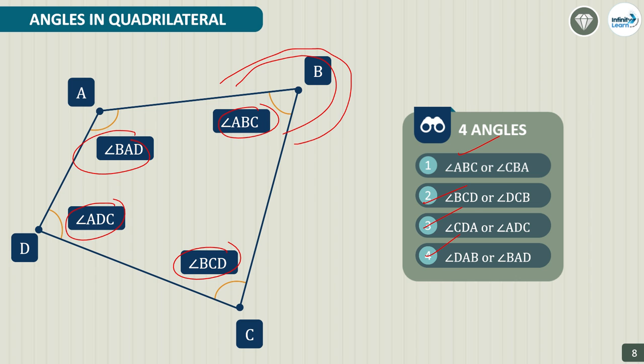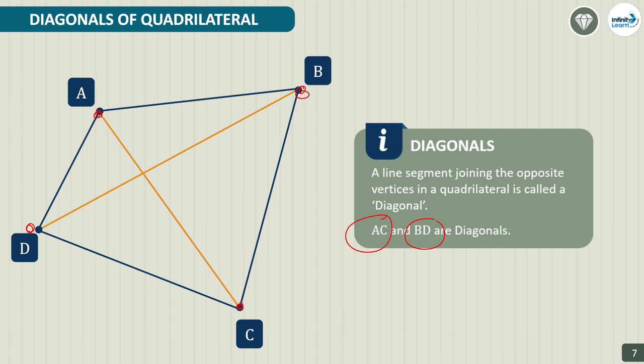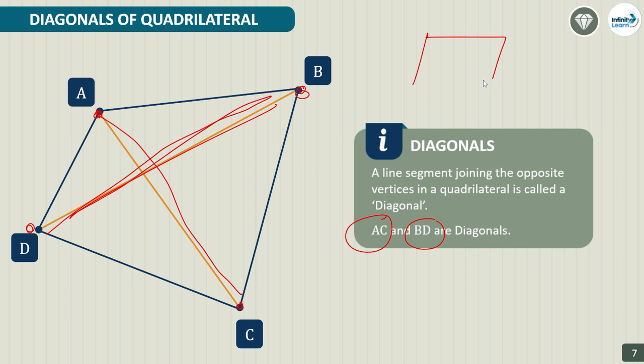A quadrilateral has four angles. What are diagonals? Look again. What are diagonals? A line joining opposite vertices is known as a diagonal. For example, this is a quadrilateral. So the line joining the opposite vertices is known as a diagonal. Clear? Yeah.